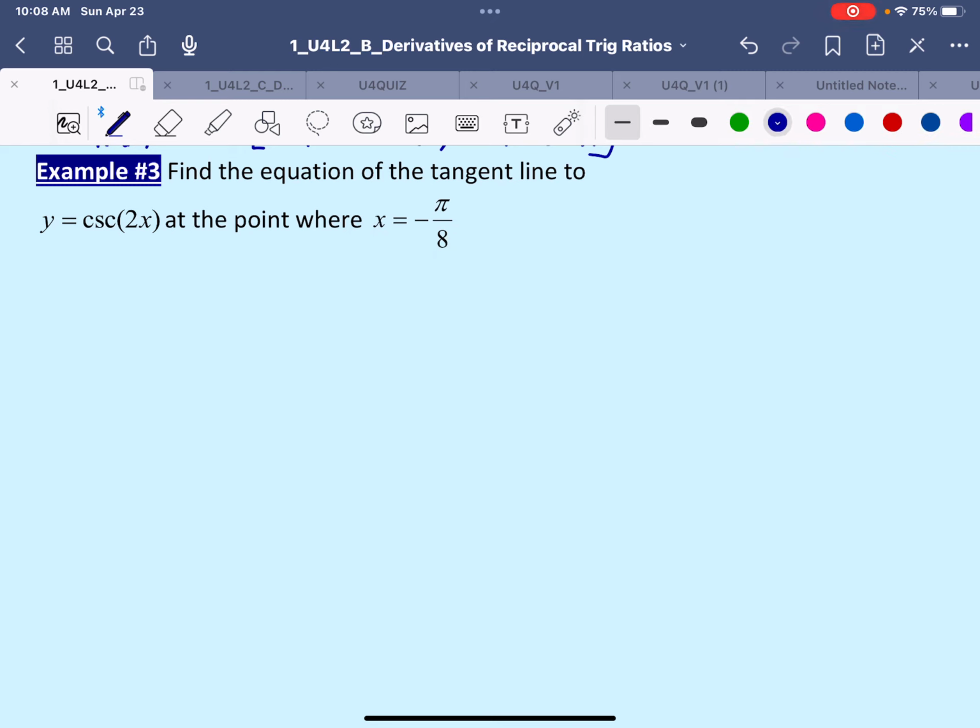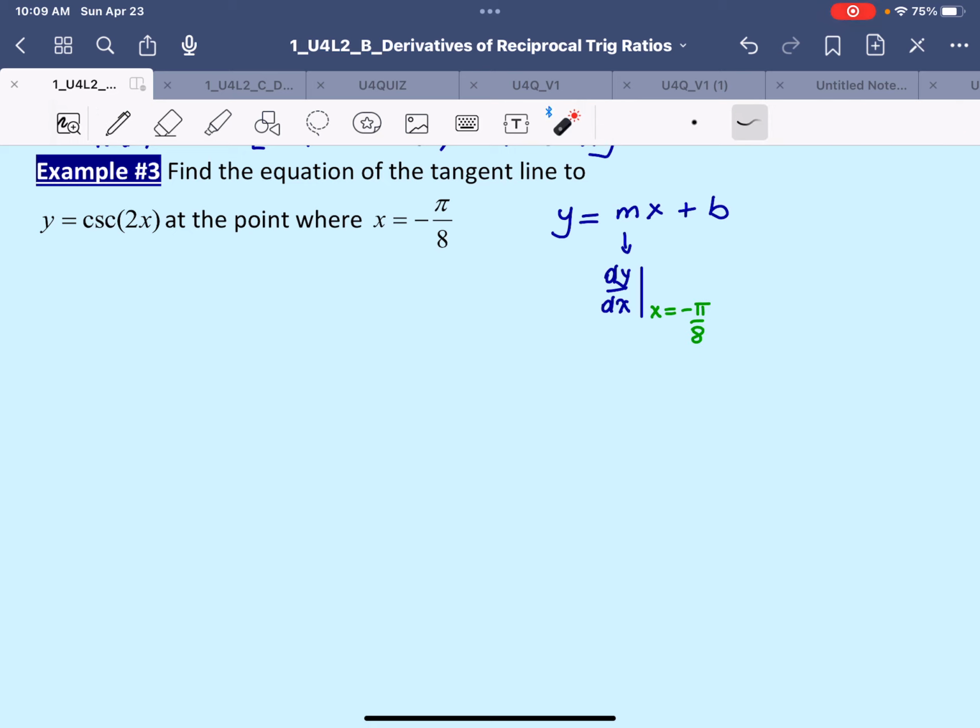So in order to find the equation of the tangent line, we need to take care of two things. Number one, we need to find the slope of the tangent, and number two, we have to find the y-intercept. We know that the slope of the tangent is equal to the value of the derivative of the function, or the rate of change of the function at the point of tangency, which in this case is at negative pi over 8.